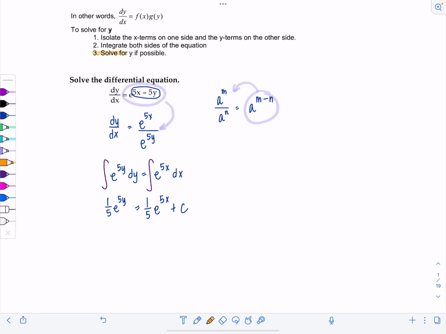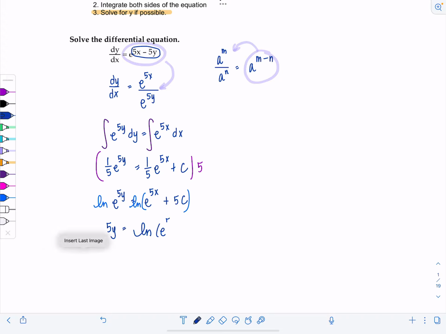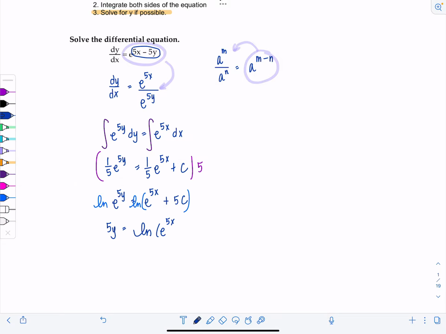Now, last step is to try to solve for y if possible. It's not always possible, but in this case it is. So what I'm going to do first is get rid of the 1/5. So I'm going to multiply the entire equation through by 5. So then I have e to the 5y equals e to the 5x plus 5c. Okay, keep track of your constants. Now I'm going to take the natural log of both sides and then do so carefully on the right-hand side. So I have here 5y equals ln of e to the 5x plus 5c.